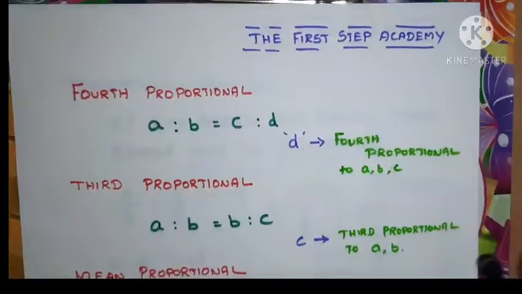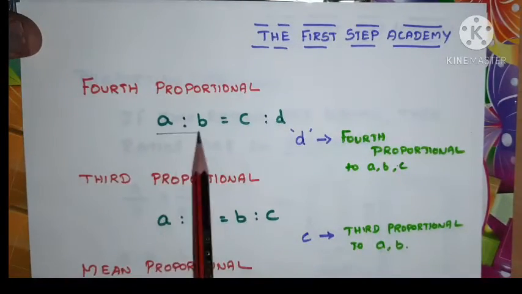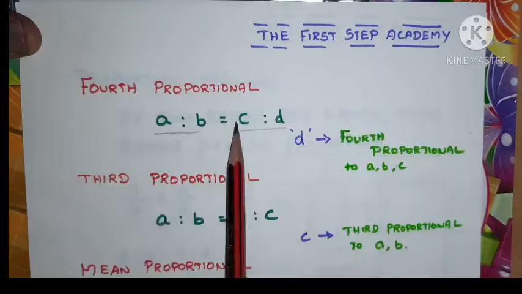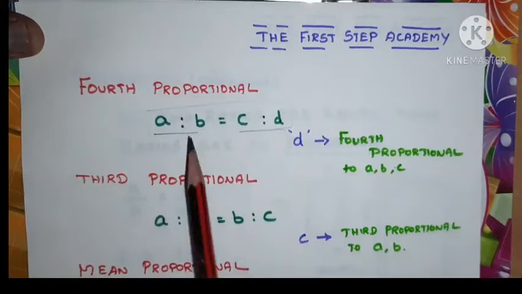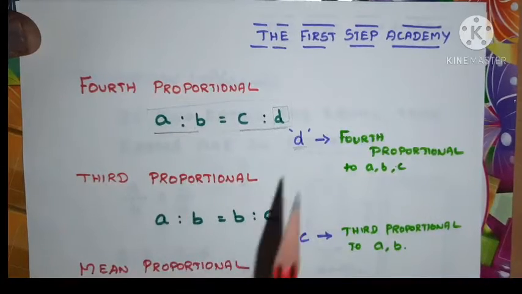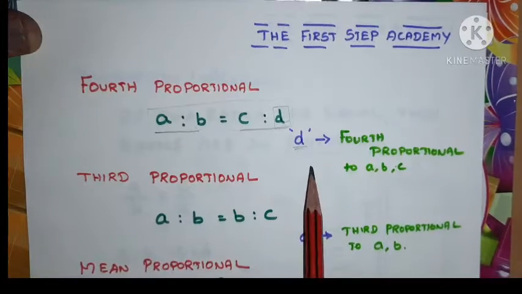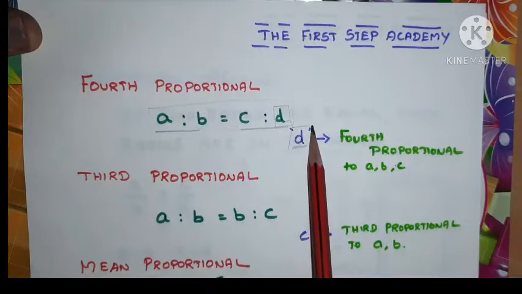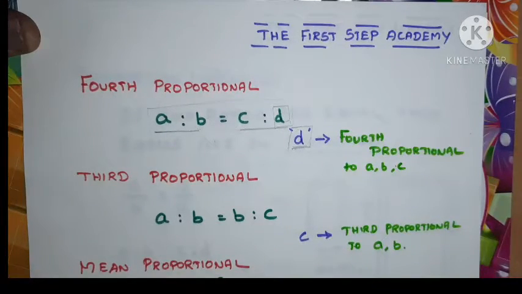So what do you mean by fourth proportional and third proportional? In the sense, if we have two ratios, A is to B and C is to D, and these two ratios are in proportion, so A is to B is equal to C is to D, then the fourth proportional of this proportion is the fourth term, D. So in this, the fourth proportional to A, B and C is D. So D is the fourth proportional to A, B and C. That's what we should be clear on.